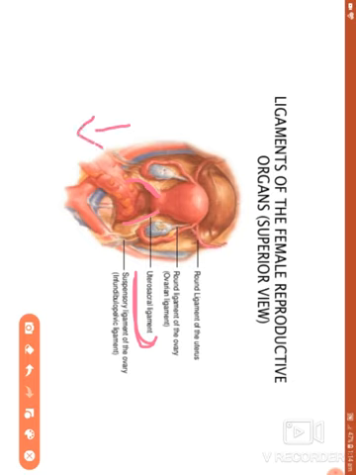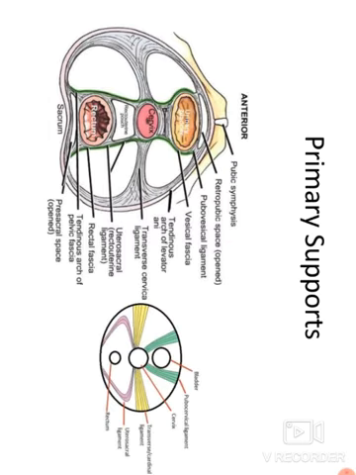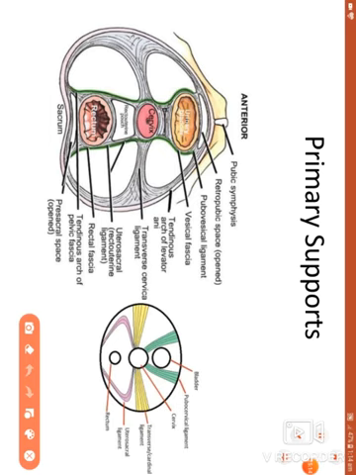This round ligament pulls the uterus forwards, which helps the anteverted position of the uterus. These two maintain the anteverted position of the uterus. That's important.